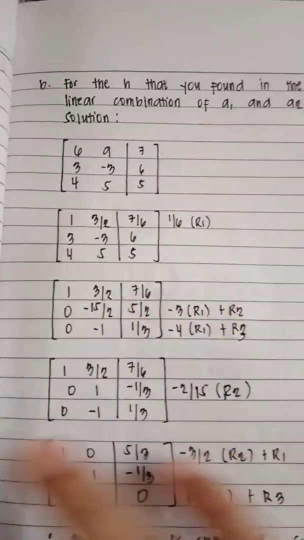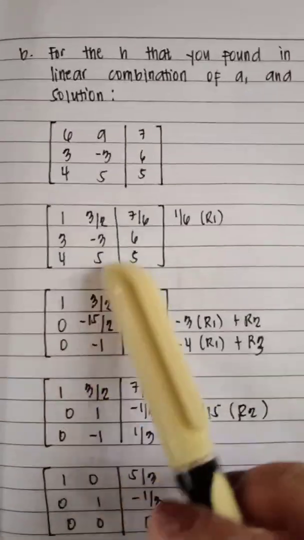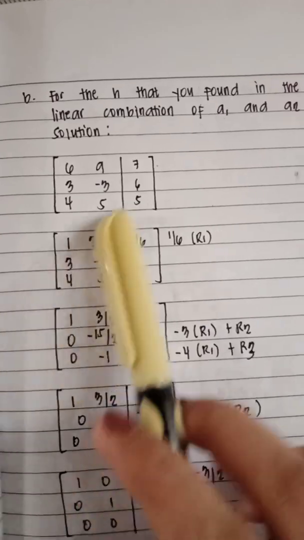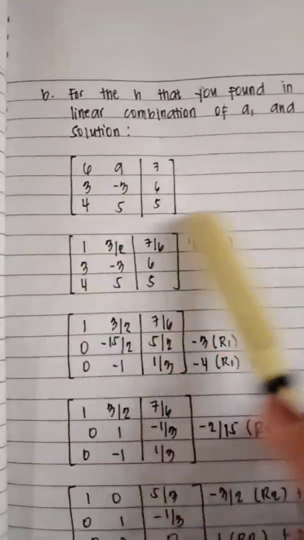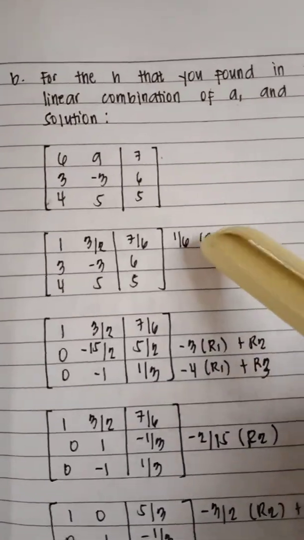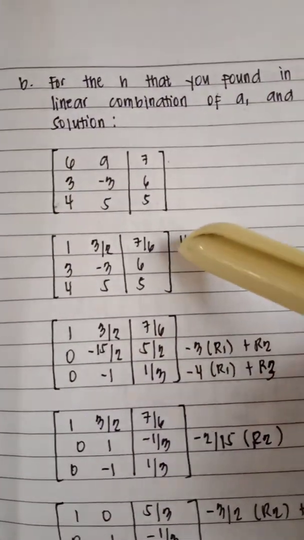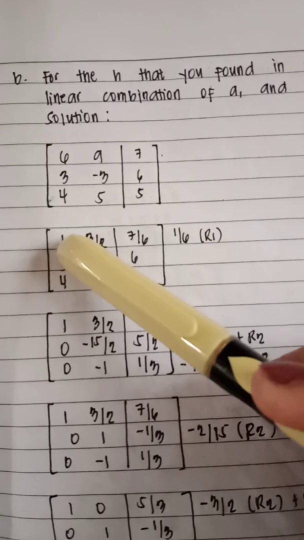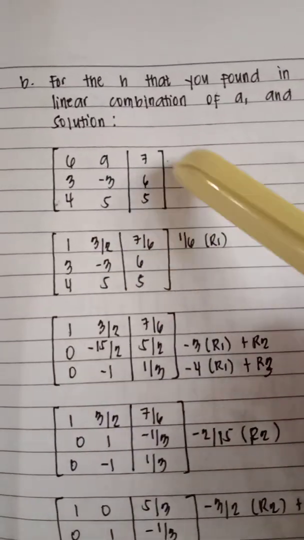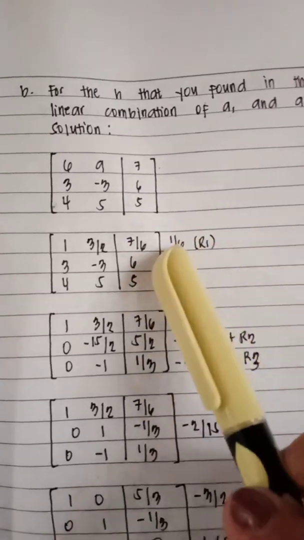So, first, we make this 6 into 1. So, first, we will just copy row 2 and row 3. The formula that we will use is 1 over 6 times R1. So, 1 over 6 times 6 is equals to 1. 1 over 6 times 9 is equals to 3 over 2. 1 over 6 times 7 is equals to 7 over 6.